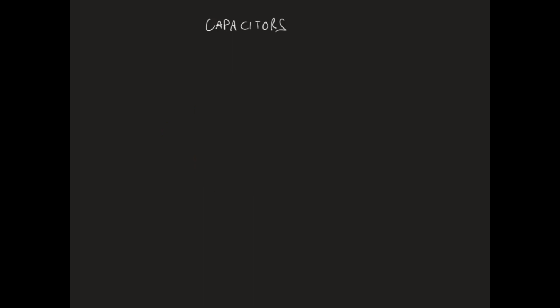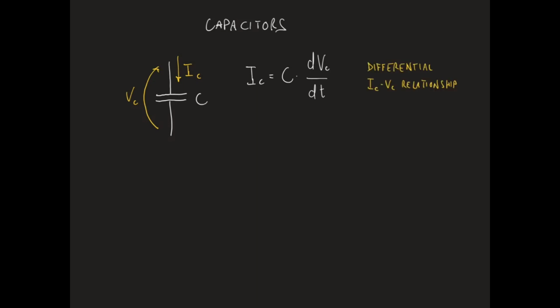So there exists a differential relationship between the current flowing through a capacitor, IC, and the voltage across the same capacitor, Vc. The relationship is IC is equal to the capacitance C times the time derivative of Vc. From this relationship, we can get an integral one.